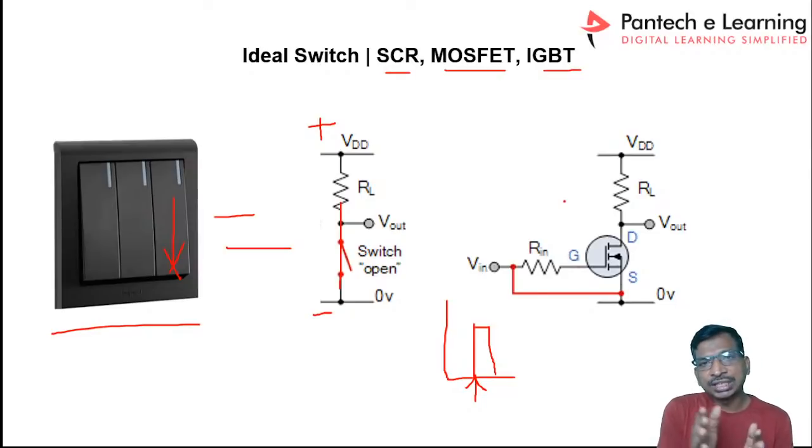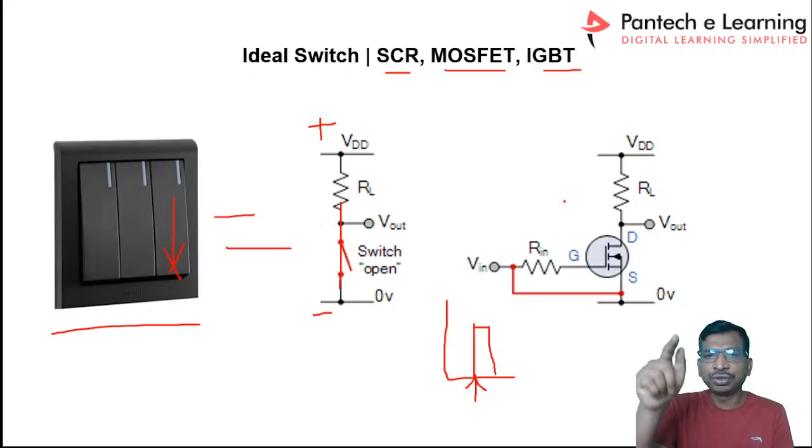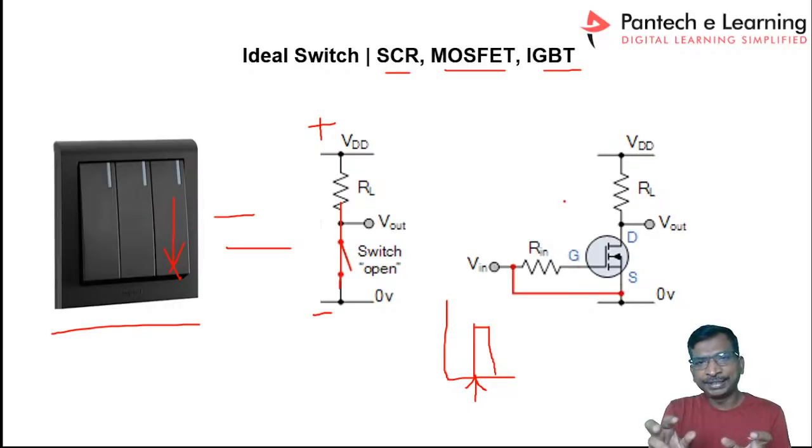Here again, one more thing: the ideal switch and the practical switch. In the ideal switch, whenever you turn on the MOSFET, the circuit gets connected at the same instant. Whereas in the practical case, it will not be so. There will be transient states. It will take some time, and that is called the transient state. Those concepts we will discuss in detail in the forthcoming classes.